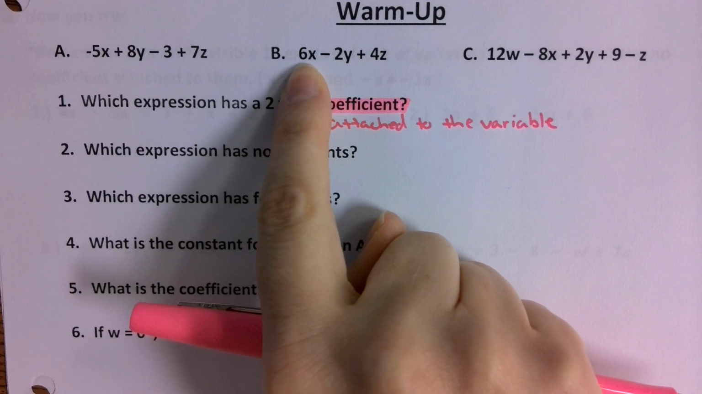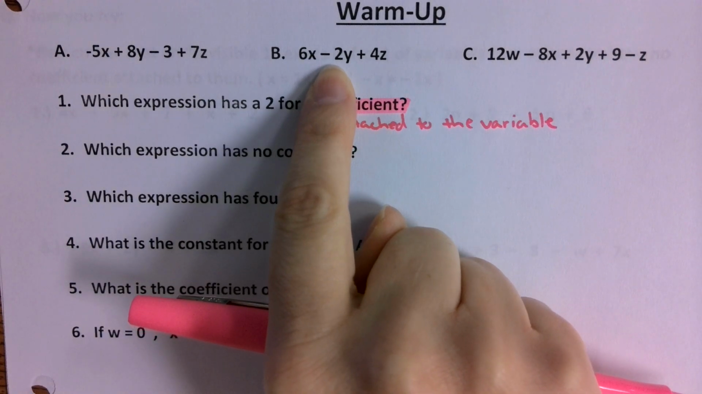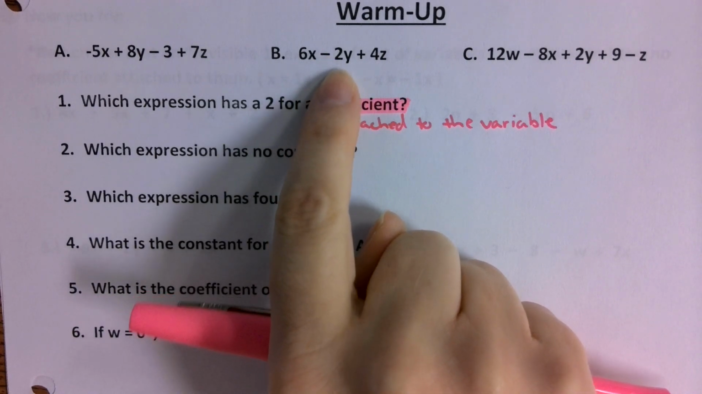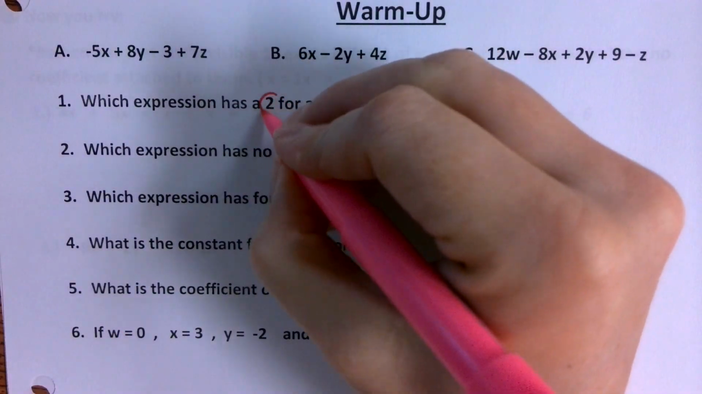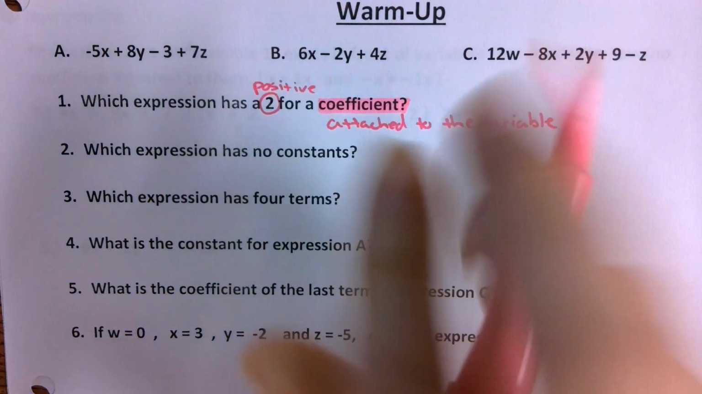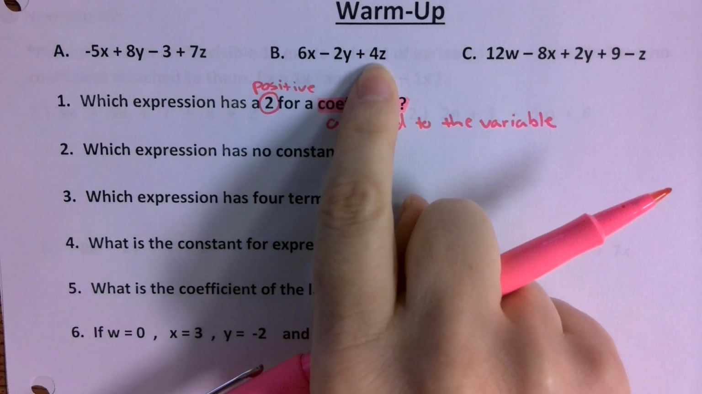Okay, so let's look at expression B. Is that a coefficient? Is it a 2? No. Is that a coefficient? Is it a positive 2? No. See, that's a negative 2. The fact that it says minus 2y, that negative 2 is not what we're looking for. We want a positive 2. I'm even going to write this down, that we want it to say plus. So that's not going to work. It is a coefficient, but it's not a positive 2.